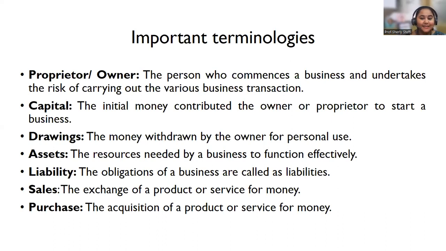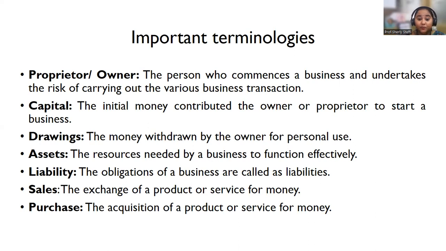Next, assets. The resources needed by a business to function effectively. Example, plant and machinery play an important role. Furniture is an example of an asset. Next comes the liability. The obligations of a business are called liability.